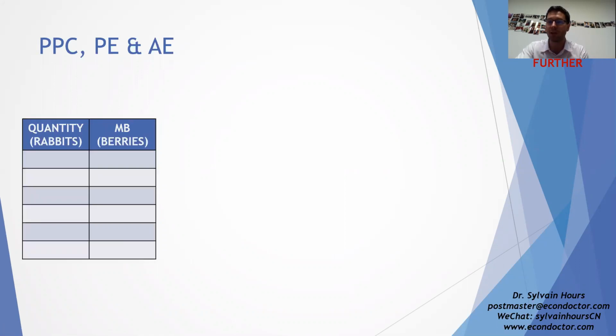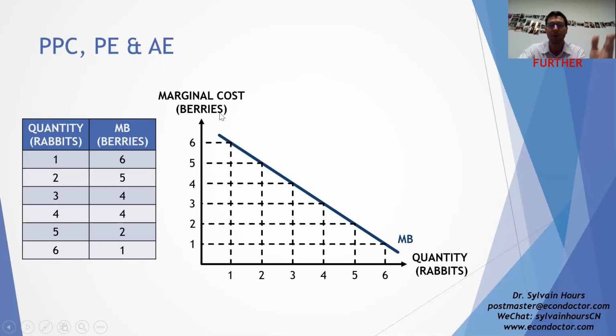Let's say I give it to you. I give you the information about the benefit that you enjoy from consuming rabbits, from eating rabbits. And same thing, this marginal benefit is going to be measured in terms of berries. So for example, the benefit you receive from eating the first rabbit will be equivalent to eating 6 berries. The benefit you receive from eating the second rabbit is equivalent to consuming 5 berries. Okay, so I give you information about the marginal benefit of consumption. It's not given by the PPC. I just add it ex nihilo.